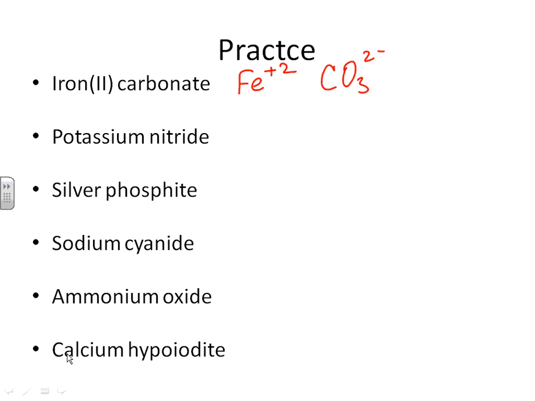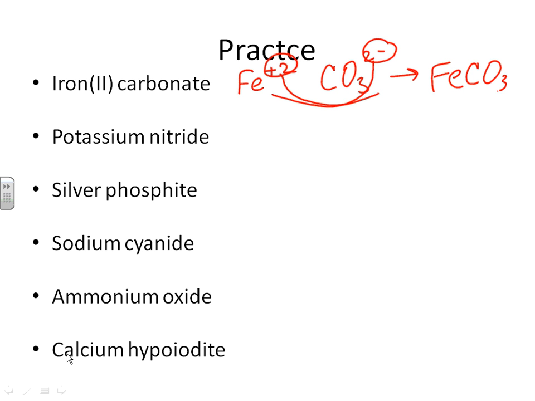Crisscross method here. Take the charge of the cation, make it the subscript for the anion, take the charge of the anion, make it the subscript for the cation. But this is also about getting charges to balance. If you look at this, hopefully you can see that the iron is +2, the carbonate is -2. They're going to exist in a 1-to-1 ratio, so the formula is just FeCO3. Charges have to cancel one another out.